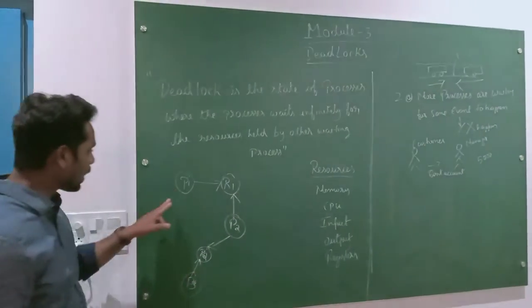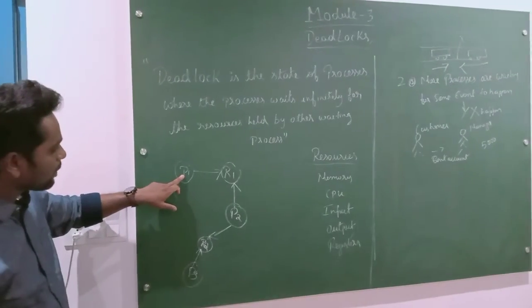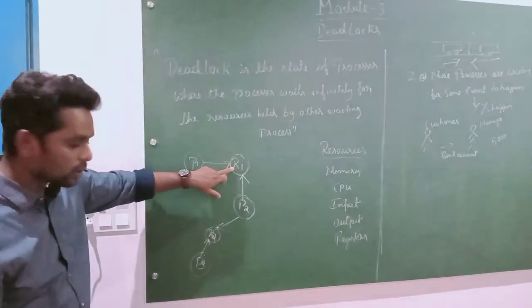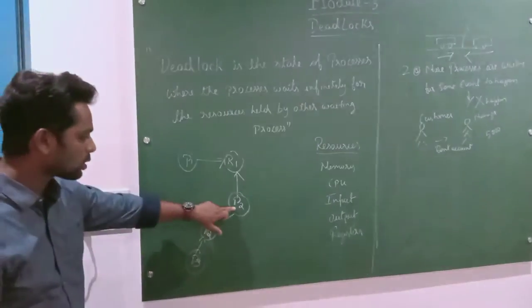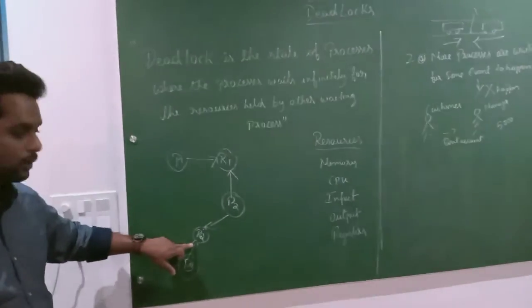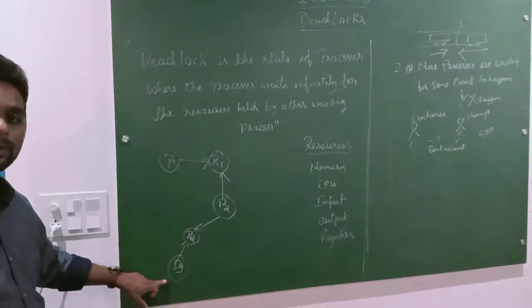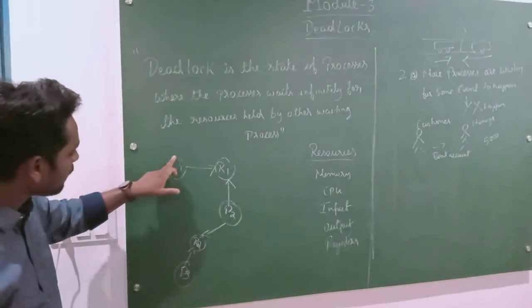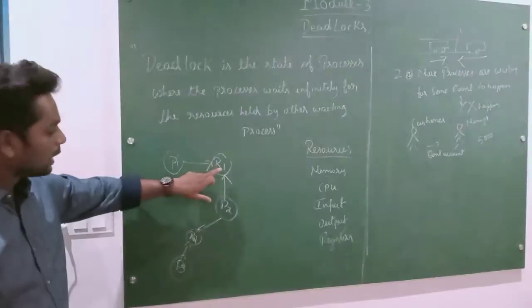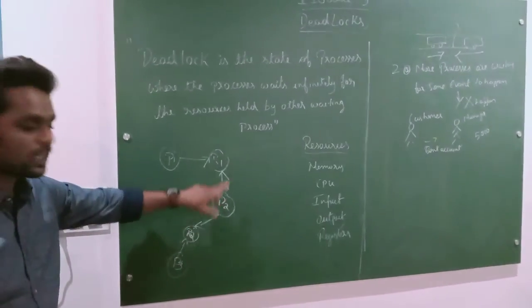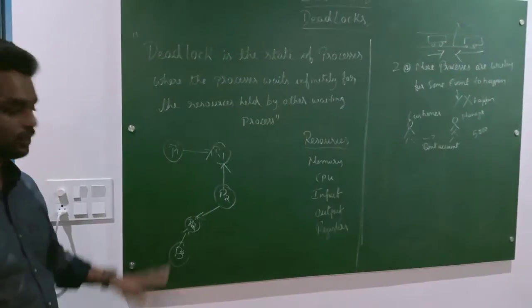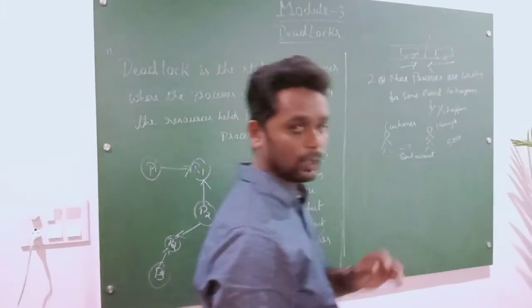So here P1 is requesting resource R1, but R1 is being held by some other waiting process. P2 is waiting for resource R2, which is being held by process P3. Then P1 will wait infinitely for the resource R1, which is being held by some other process. So here deadlock will occur.